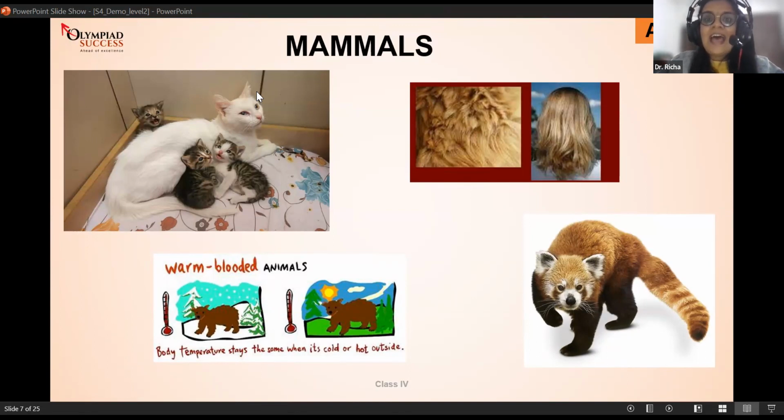So, one interesting and very important thing about mammals is that we have hair or fur on our body to protect us. This fur or hair is made up of protein. So this is your protein. You need good hair. You need to have more protein.